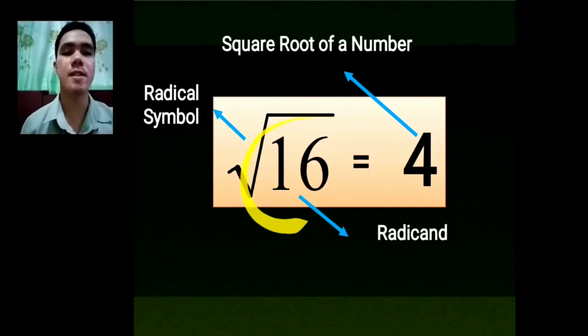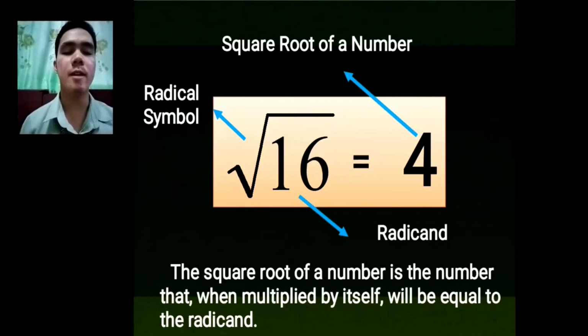The square root of 16 is 4. So the square root of a number is the number that, when multiplied by itself, will be equal to the radicand. So 4 times 4 will be equal to the radicand, that is 16. Okay, 4 times 4, 16, that is the square root of a number.